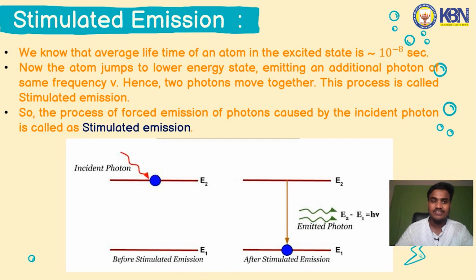The main difference between spontaneous emission and stimulated emission is that in spontaneous emission no external influence takes place, no incident photon hits the atom present in the excited state. But in stimulated emission, an atom present in an excited state is influenced by an external photon, which is responsible for it coming back to the ground state by emitting another photon with the same frequency. This process is termed stimulated emission.